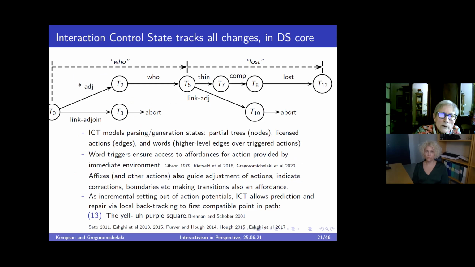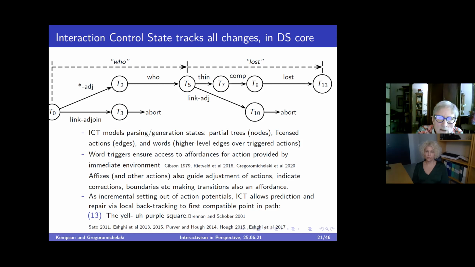Because it is a grammar formalism, we have to characterize all possible transitions. And we have what we call an interaction control state, sometimes called a DAG, directed acyclic graph. Because what this graph is showing you is modeling possible parsing and generation states and how they unfold, and how some of them atrophy and die, and at least one of them gets through. So the nodes in this diagram are nodes in a partial tree.